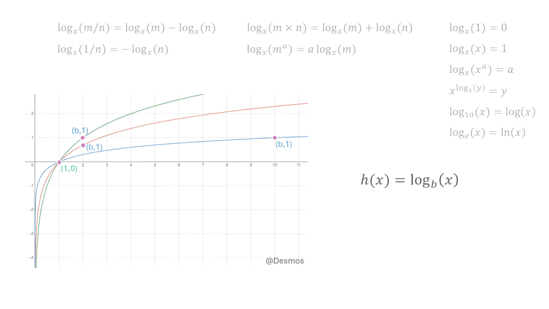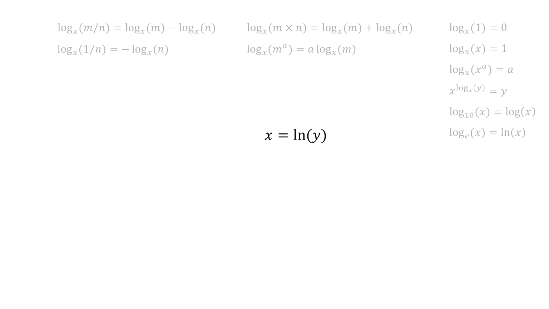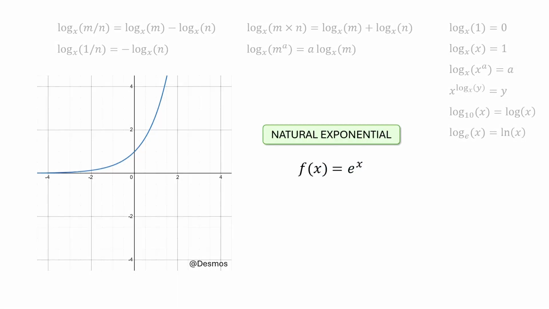But let's go back to the natural log and try to find its counterpart. In fact, it's easy when you consider the definition of logarithm. This power is called, naturally, the natural exponential. Let's plot it. In this case, the graph passes through (0, 1) and (1, e).